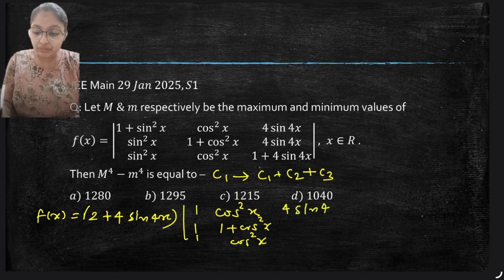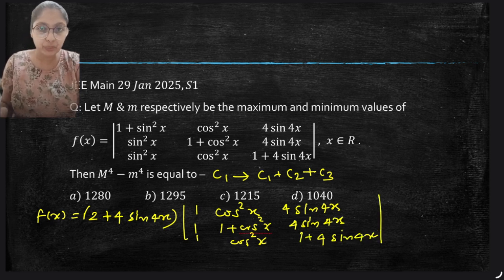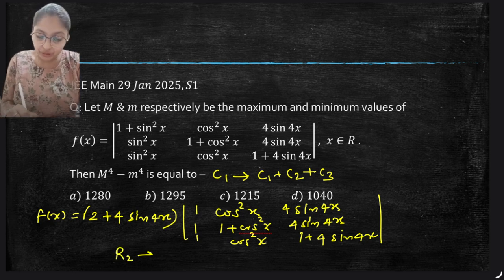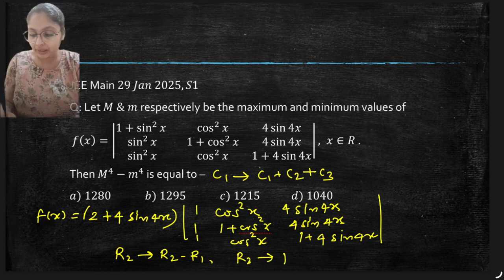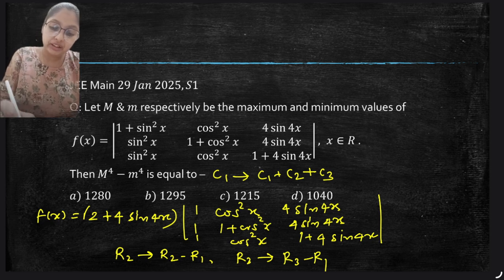Okay, now after this, what was the next thing? We saw that if the entire row or entire column of any determinant is 1, we prefer to make zeros by subtracting. So what will I do here? I'll apply the operation in R2: R2 minus R1, and I'll apply the operation in R3: R3 minus R1. So basically what we will get, I'm writing over here.